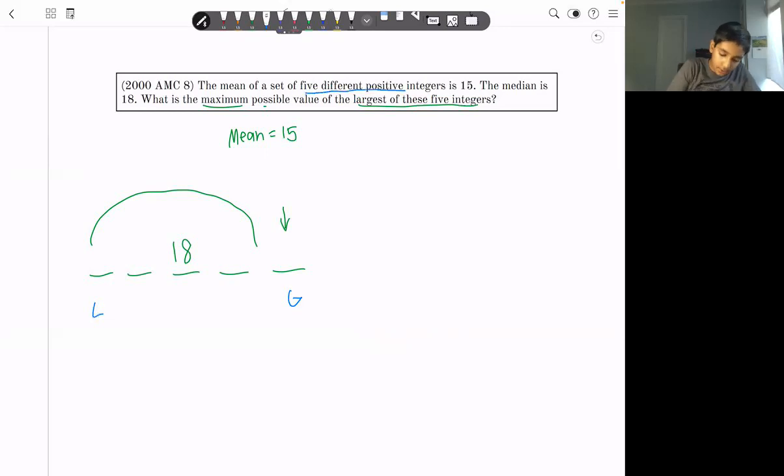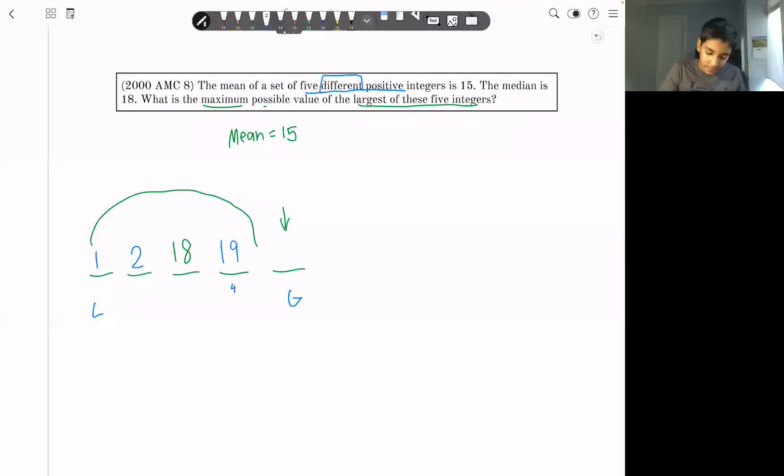So let's minimize the first 2 integers. Let the first be 1. The second value can't be 1 since we have different integers, so let's make it 2. Now what about the 4th value? The 4th value has to be greater than or equal to the 3rd value, but it can't be the same as the 3rd value since we have different positive integers. So the minimum is just going to be 19.